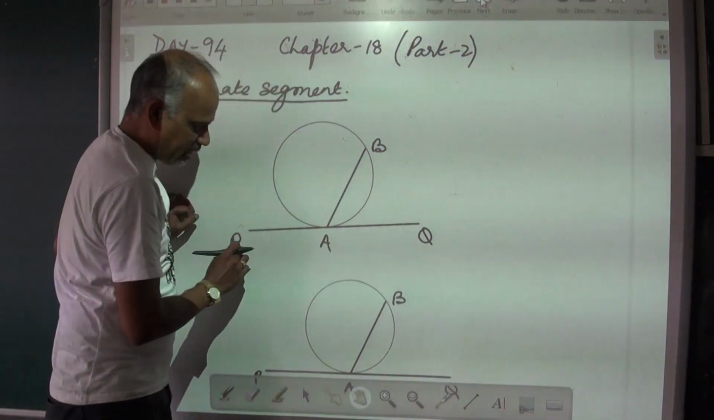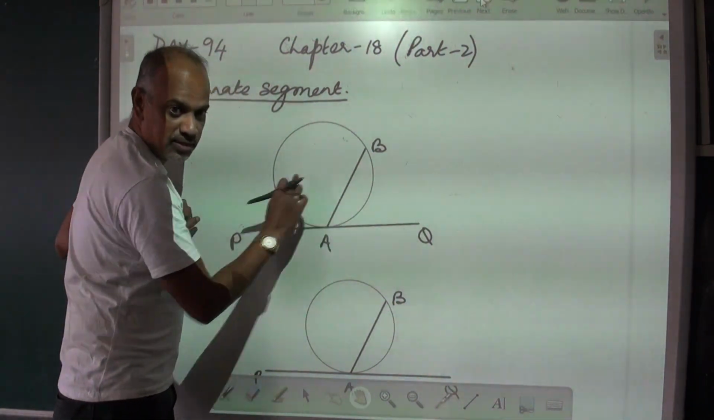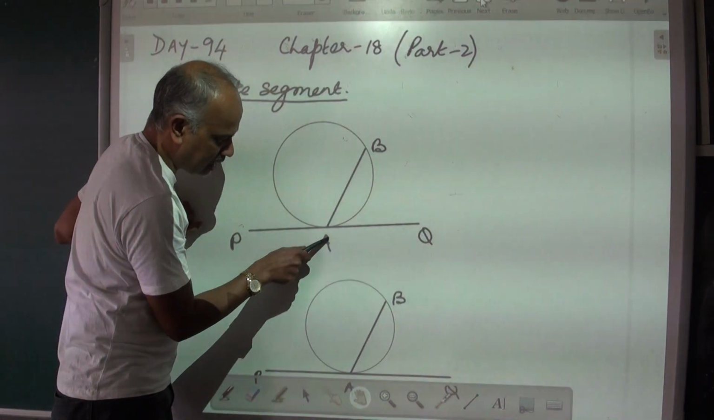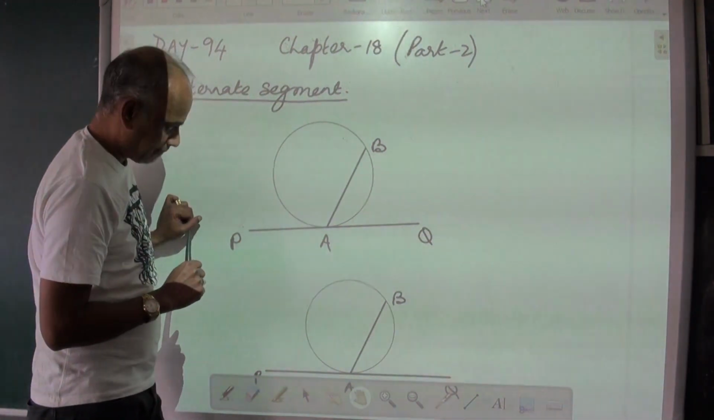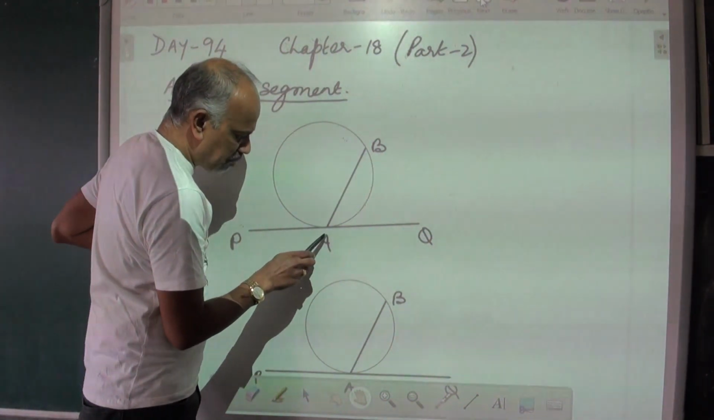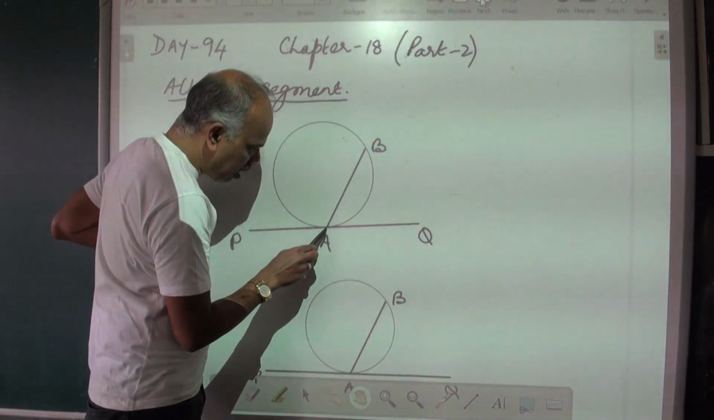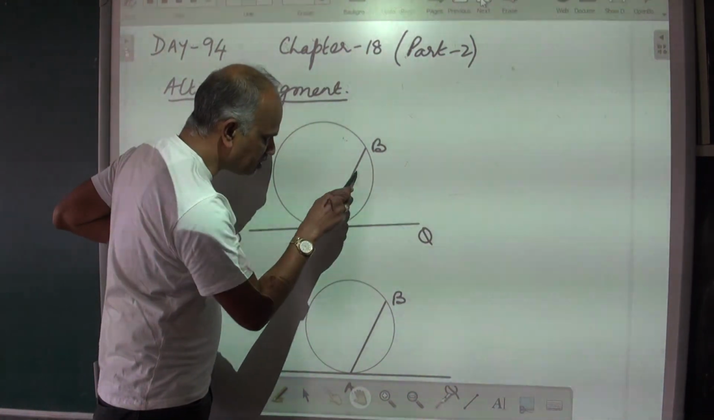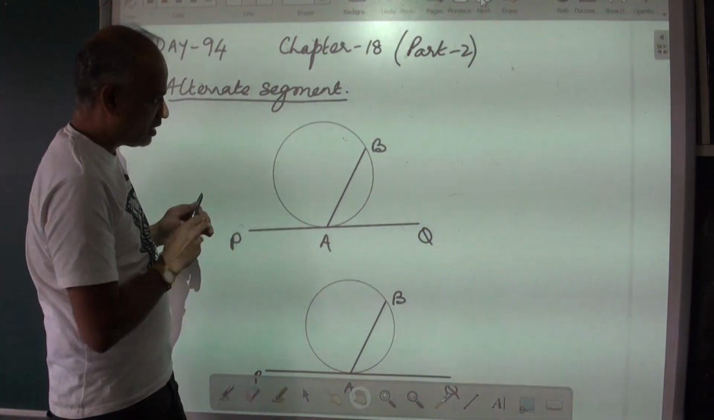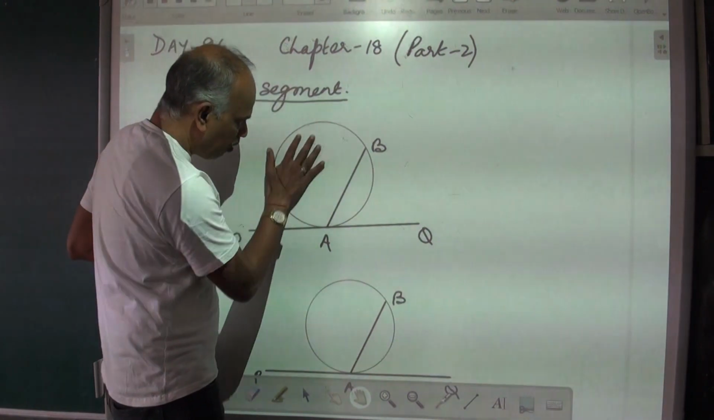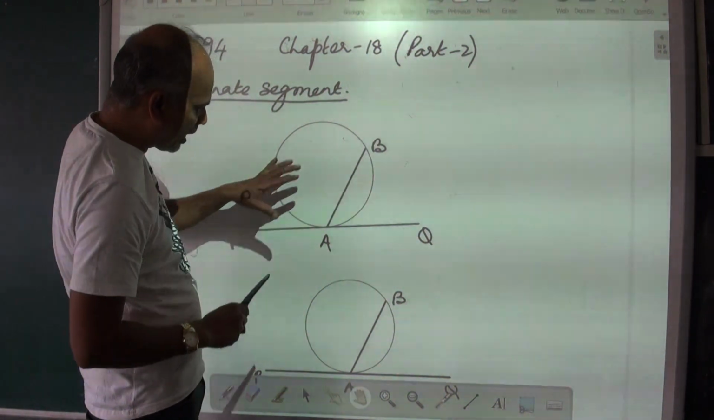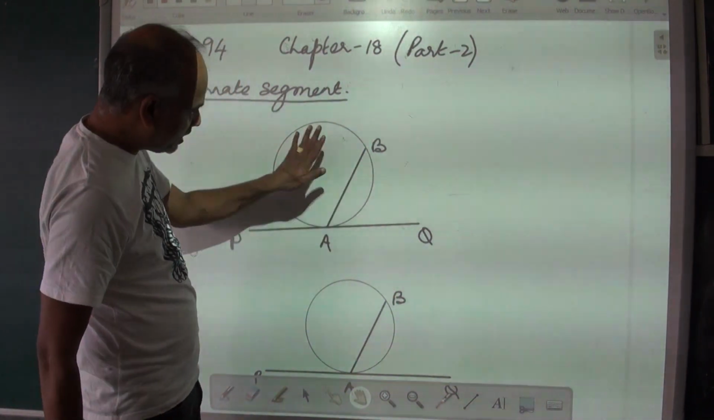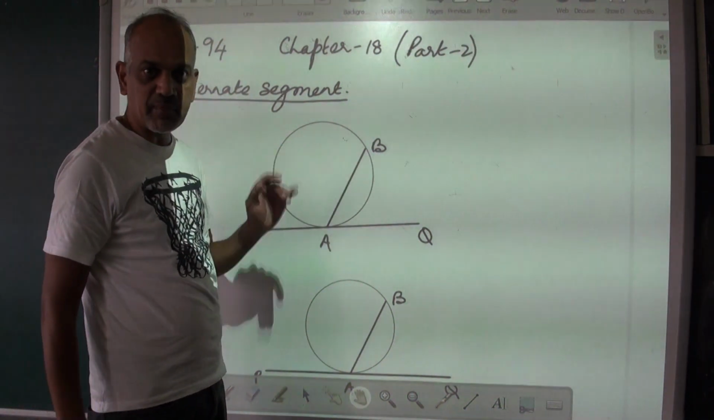This line is the tangent to the circle. It touches the circle at A. A is called the point of contact. Now, from the point of contact, if you draw a chord, from A there is a chord which is drawn to B. When the chord is drawn, this whole circle is divided into two parts, this part and this part. Each of these parts is called a segment.